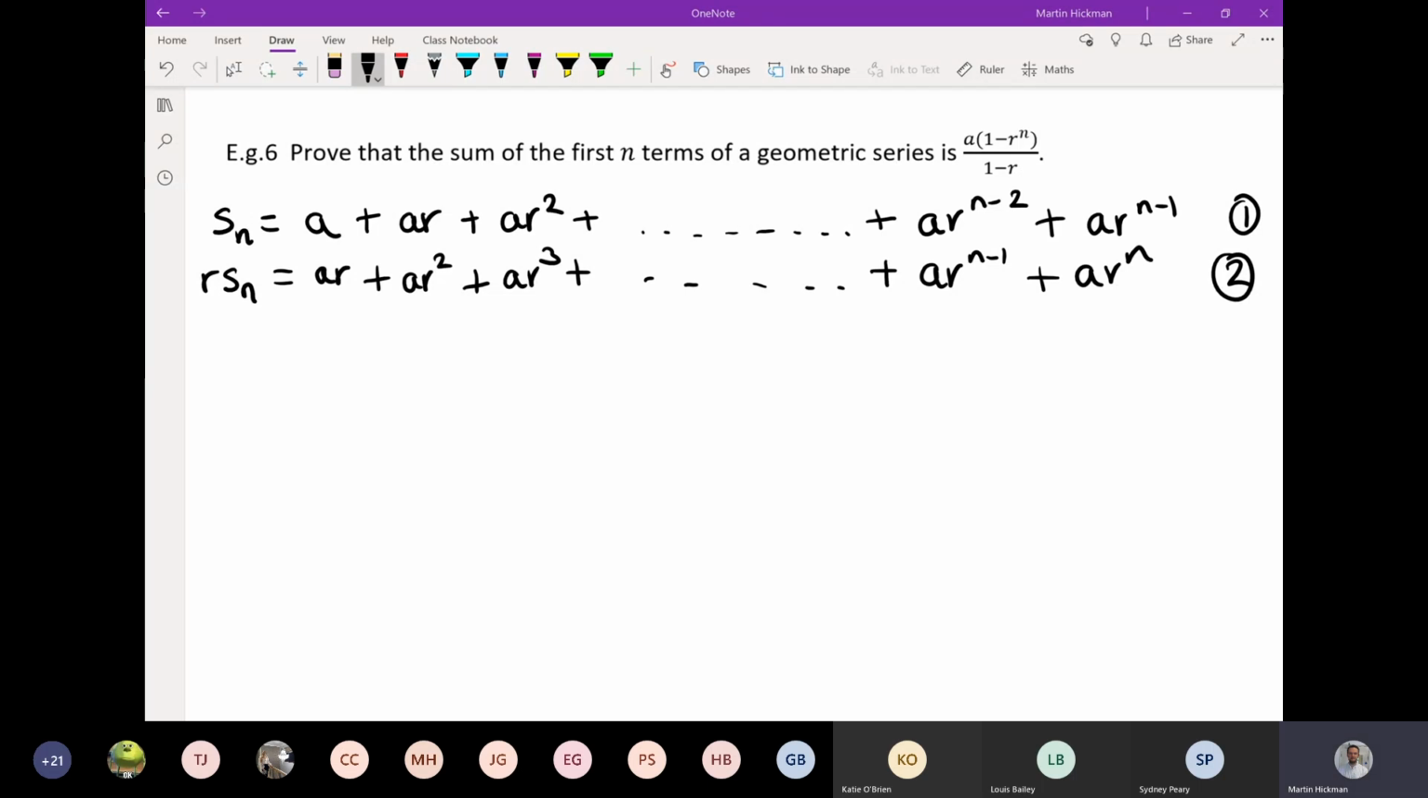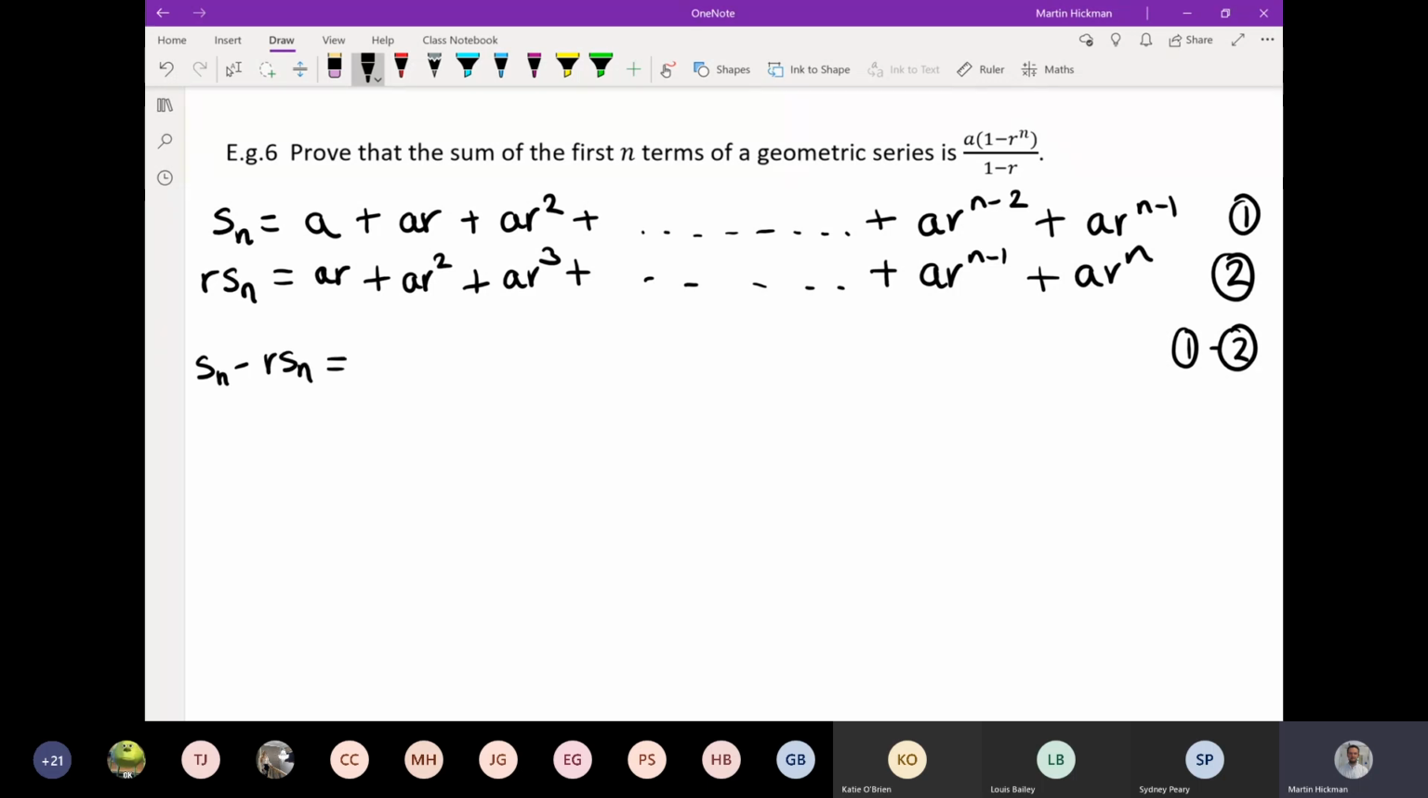Unless I can see anything, it's quite tricky to spot. What I'm going to do is equation 1, take away equation 2. So this is Sn, take away Rsn.